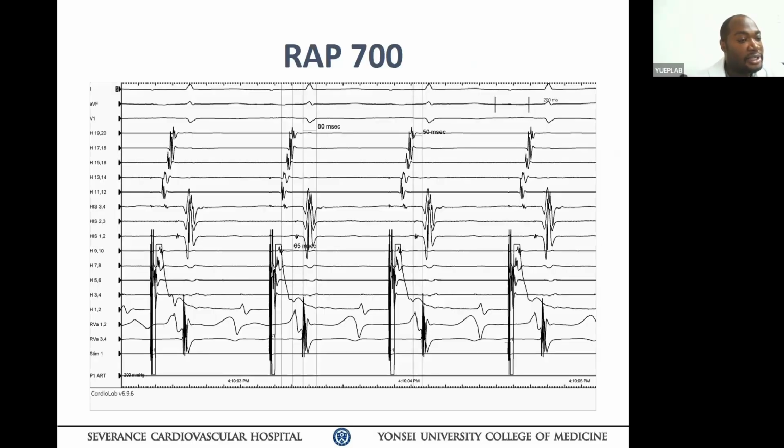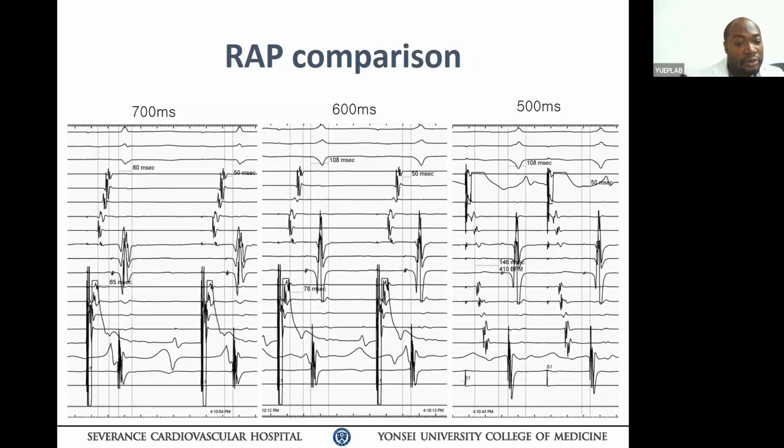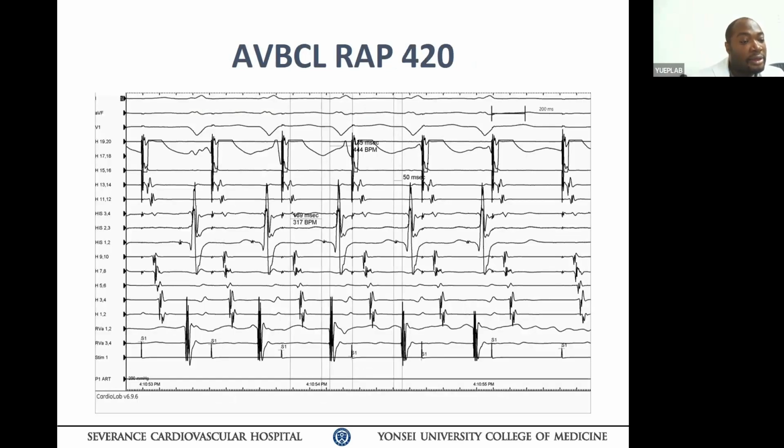So at RAP 700, QRS was 80. At RAP 600, it was a little wider, 108. And when we got to the block cycle length, it was even wider, a much wider delta wave. But for fasciculoventricular, we expected it to be fixed. In this case, HV is shortening, so the measurements of HV are probably not correct.